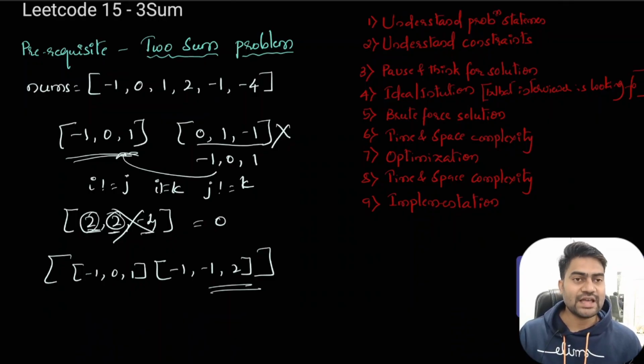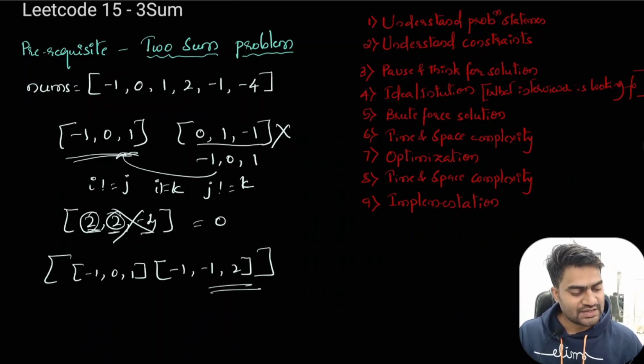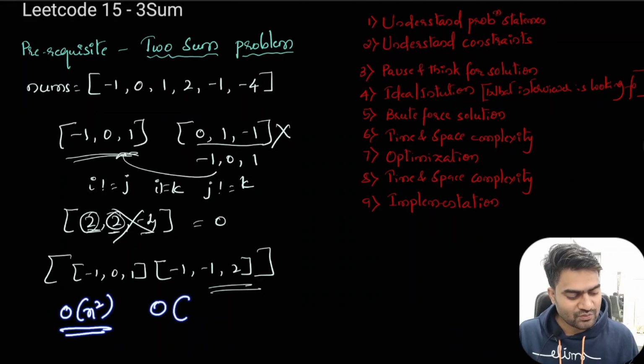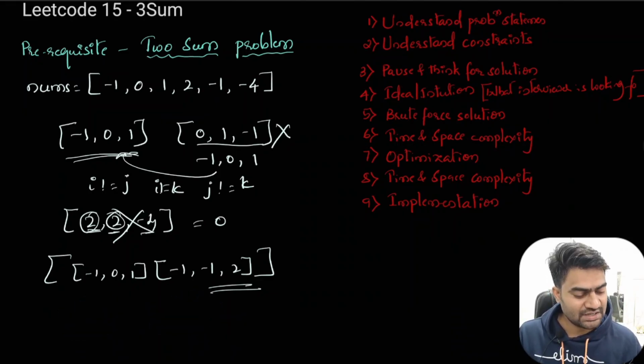With that, we have also seen the constraints. Maybe you can pause for a second and think of any possible solution, and then come back and watch this video. Now let us understand what the interviewer will be looking for after giving this problem. He wants us to solve this problem in O of n square time complexity and O of 1 space complexity. This is what he will be expecting from us.